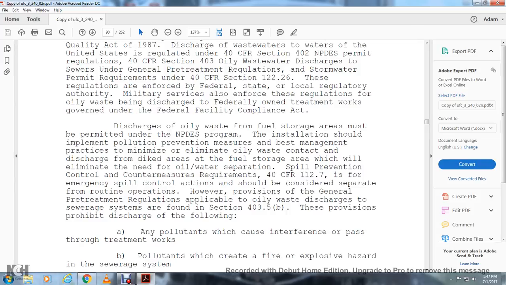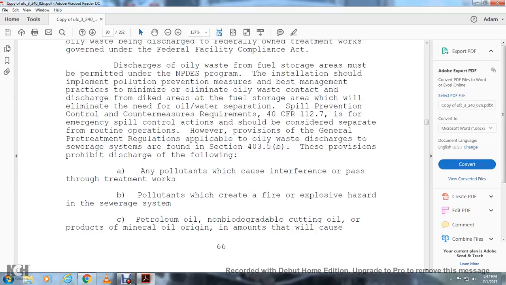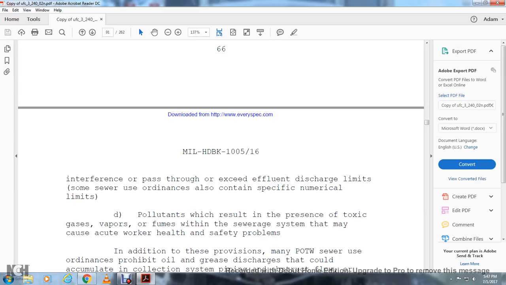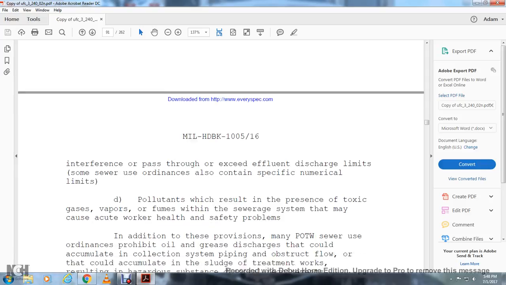However, provisions of the general pretreatment regulations apply to oily waste discharged to the sewer systems and are found in Section 403.5(b). These provisions prohibit the discharge of any of the following: any pollutant which interferes with or passes through the treatment works; pollutants which create a fire or explosion hazard within the sewer system; petroleum oil, non-biodegradable cutting oil, and products of mineral oil origin in amounts that will cause interference or pass through or exceed effluent discharge limits. Some sewer ordinances also contain specific numerical limits. Also prohibited are pollutants which result in the presence of toxic gases, vapors, or fumes within the sewage system that may cause acute worker health or safety problems.